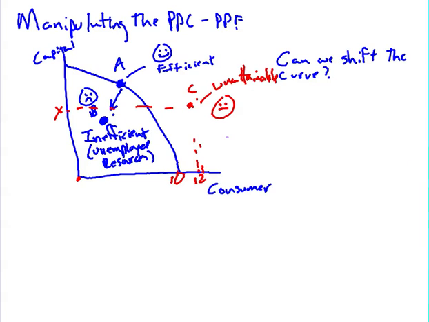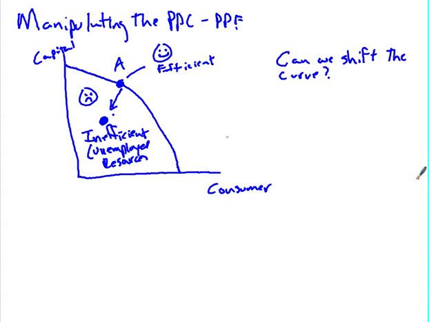So think about this for just a second. Is it possible to reach a point like C at any time in a country's history? At any time in the future, can we reach a point like point C? And the answer is actually yes.